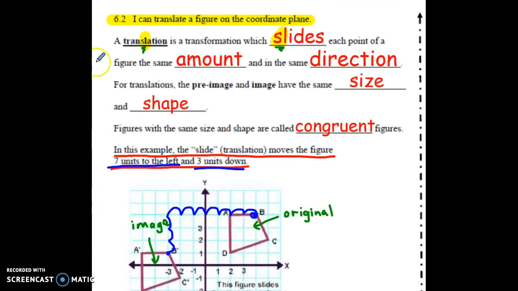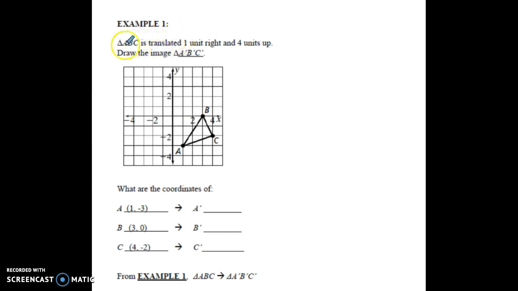So, on the back of this note sheet, if you have this all filled in, we're going to have a practice problem to do. It says this triangle ABC is going to be translated 1 unit to the right and 4 units up. We're supposed to draw the image of triangle A prime, B prime, C prime. So again, when the graph is done, you will have capital letters on each corner. But our new figure, remember, our image is created by this translation. So we need to move every point to the right 1 and up 4.